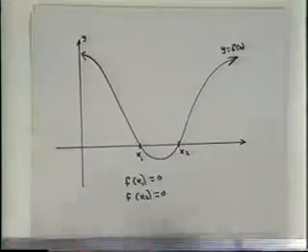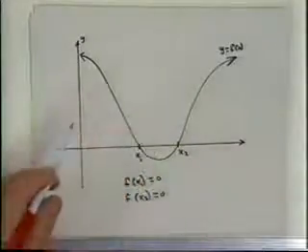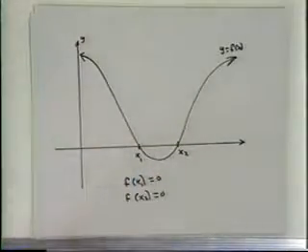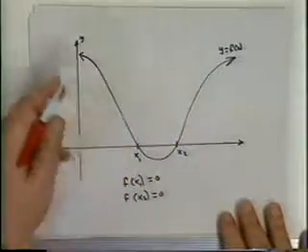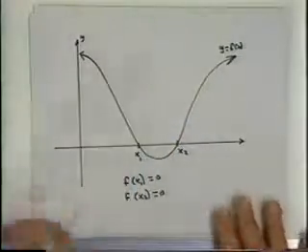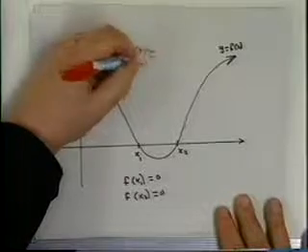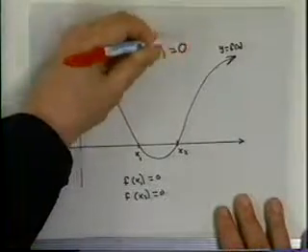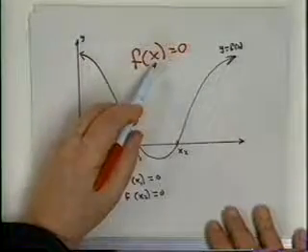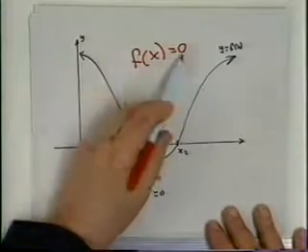For example, suppose this is the curve y equals f of x. I'm even going to tell you what the rule is. This is the curve y equals f of x. And I want to solve the equation f of x equals 0. See, in other words, what value of x will make the output 0?